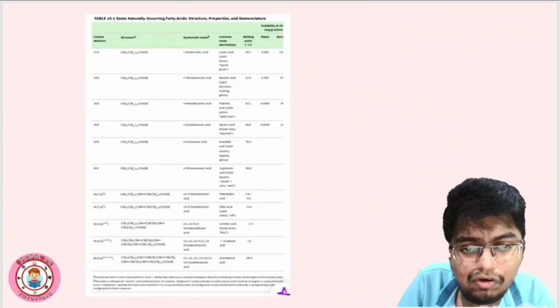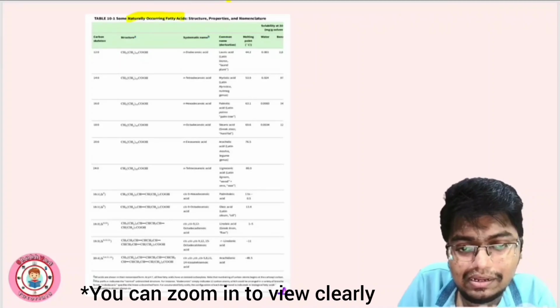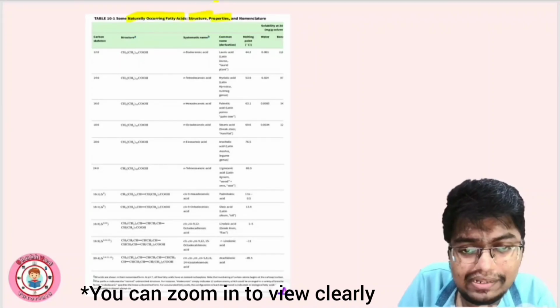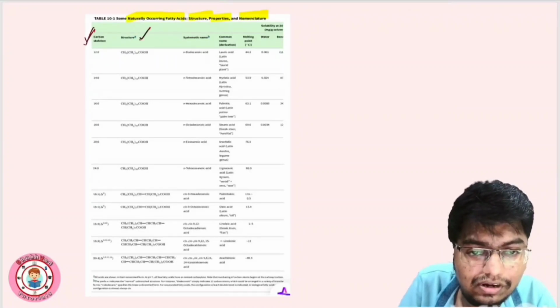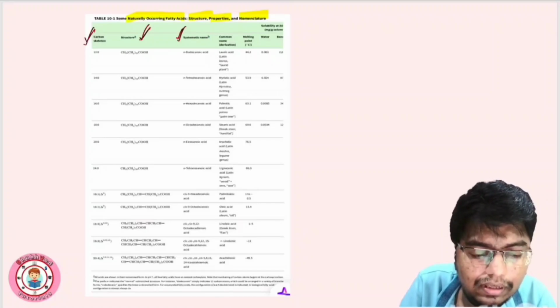This is a table of naturally occurring fatty acids, structure, properties, and nomenclature. Okay, so you can check here. This is a carbon skeleton, structure, systematic name, common name, right? Melting point. Okay, and basically this is the structure you can see.